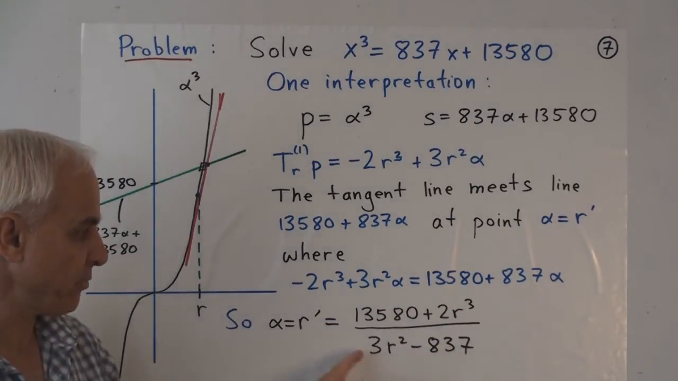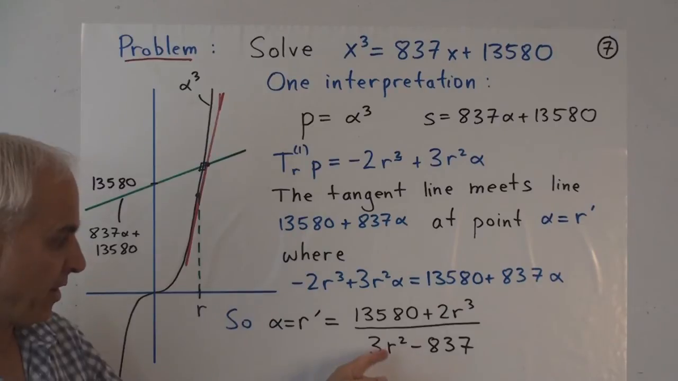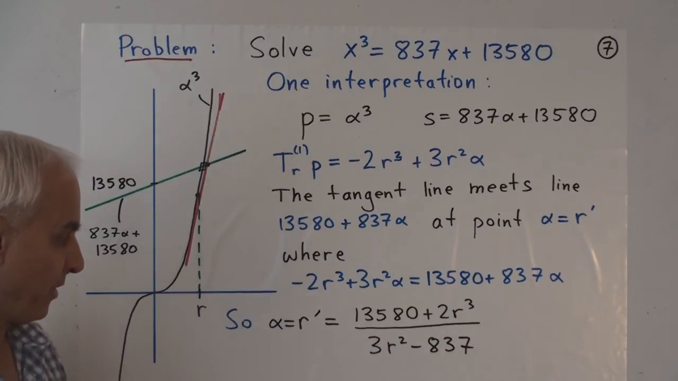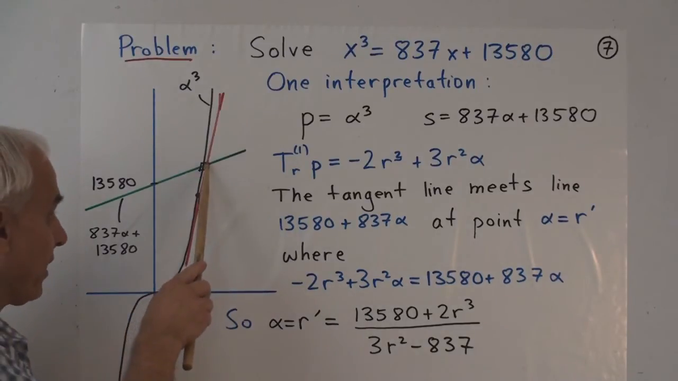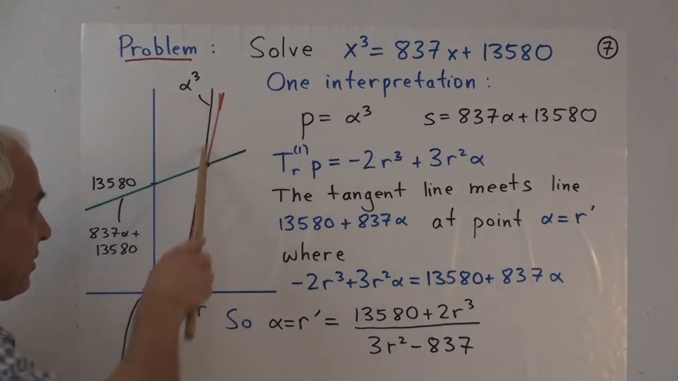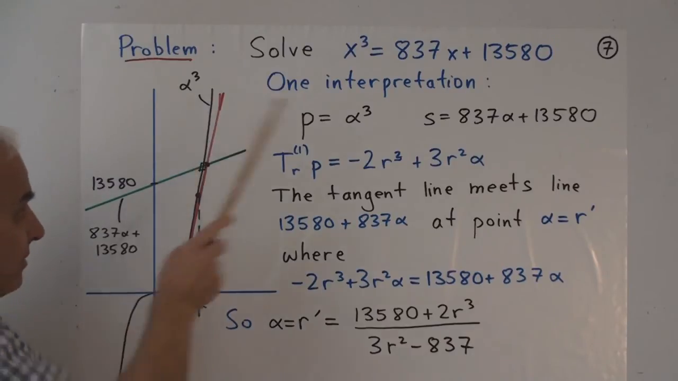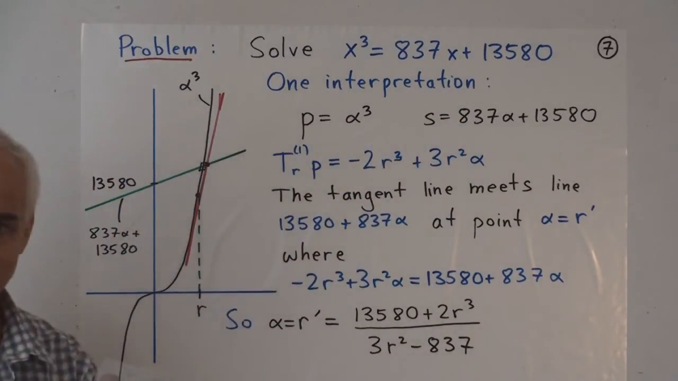So you compute this expression with an r cubed in the numerator there, an r squared in the denominator there, and that steps you one step at a time towards finding a place where x cubed and this line meet. In other words, towards a solution of this cubic.